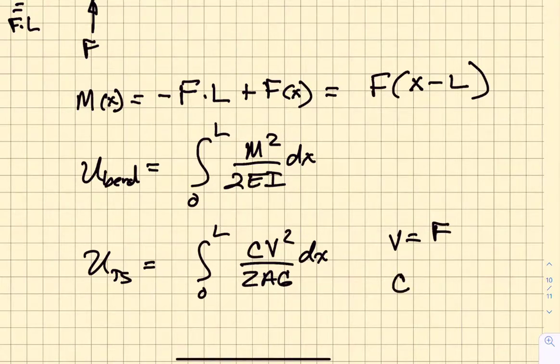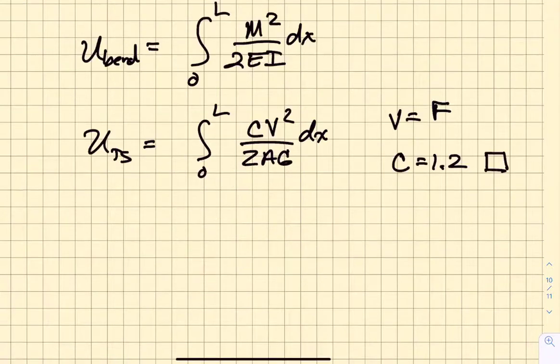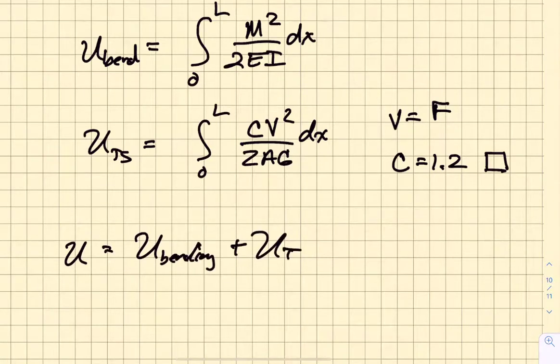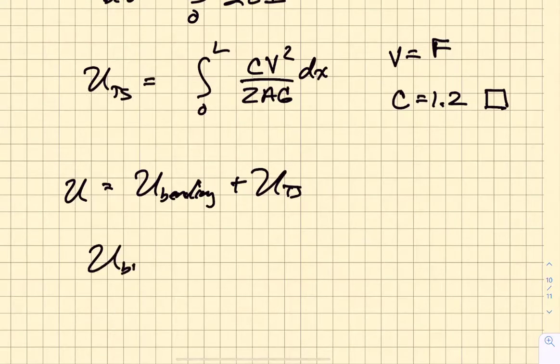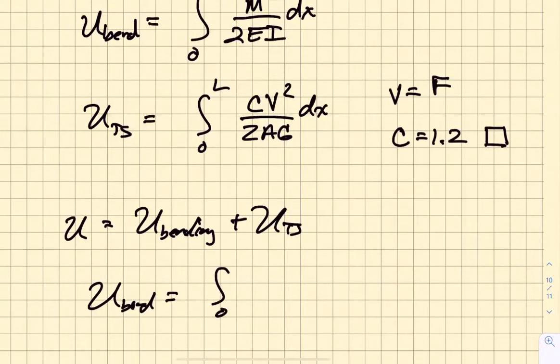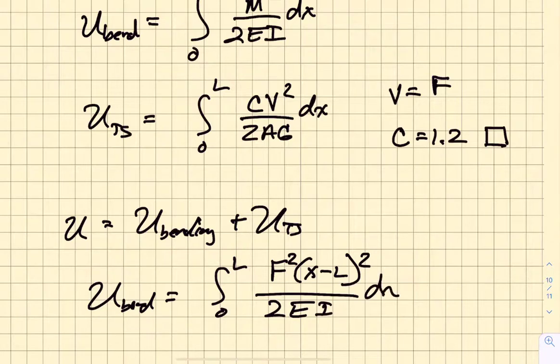And what is C? C is a factor that depends upon the cross-section. If we have a rectangular cross-section, then C would be equal to 1.2. Our total energy in the beam would be the sum of the bending and the transverse shear. The bending energy is simply the integral from 0 to L of F squared (X minus L) squared over 2EI, integrated along the length.